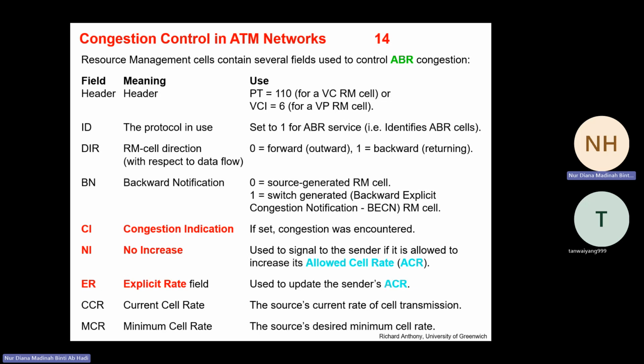ER is the explicit rate, which is used to update the sender's ACR. CCR is the source's current rate of your cell's transmission. MCR is the source's desired minimum cell rate.